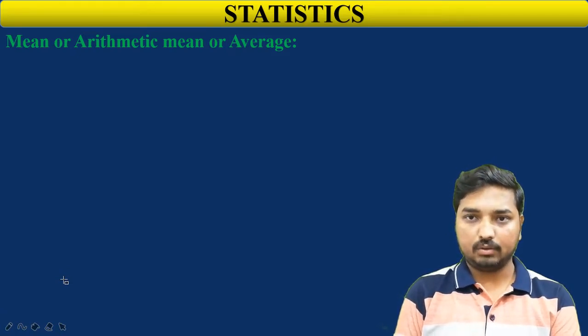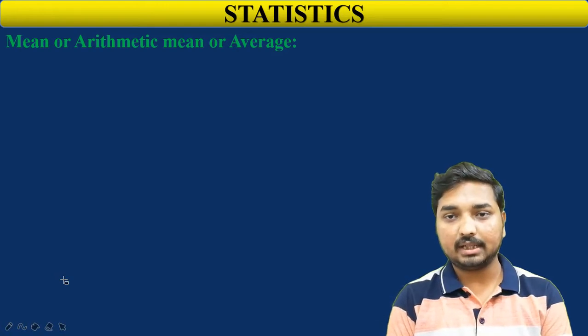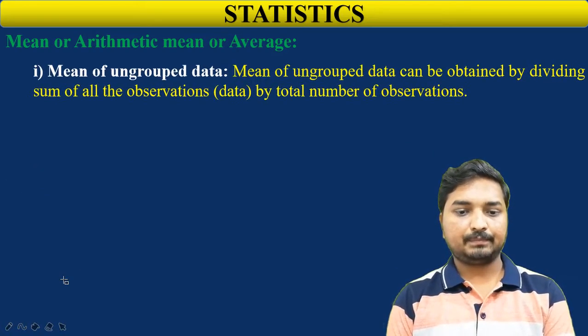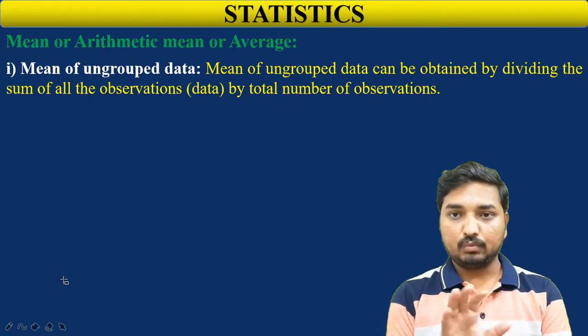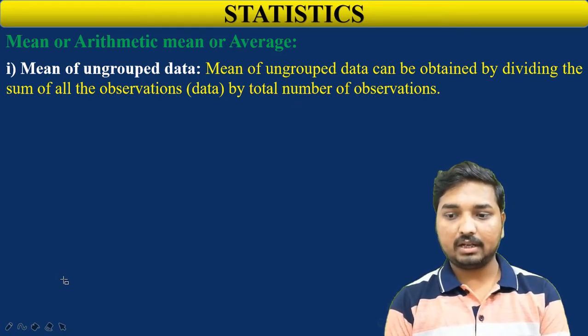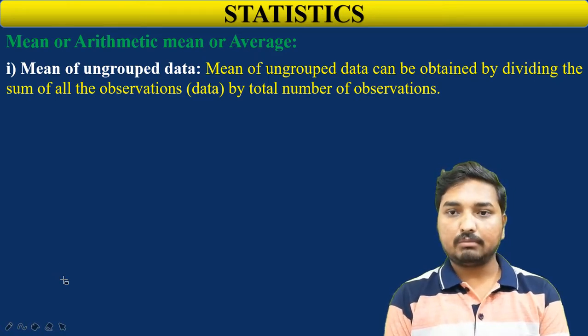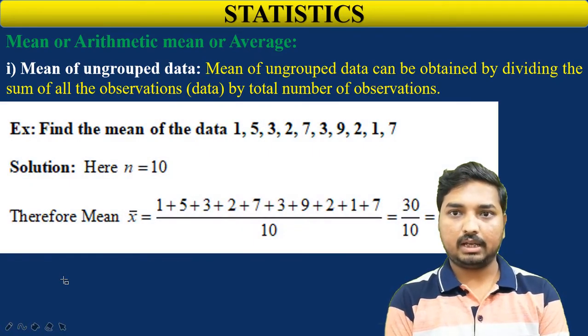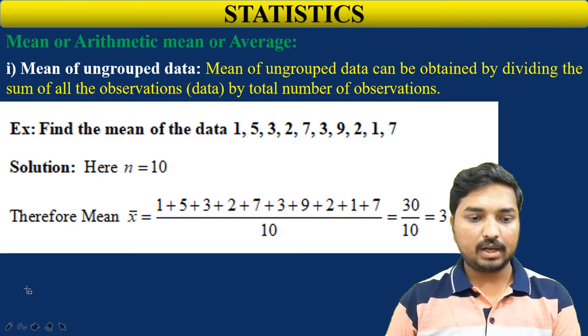So the next thing is, I'm going to show you an example of how to find the mean when the data is ungrouped. So look at here. Now I'm going to consider the mean of ungrouped data. It can be obtained by dividing the sum of all the observations by the total number of observations. And I have given an example for you. Now look at the example. If you look at the example, it will become very clear for you.